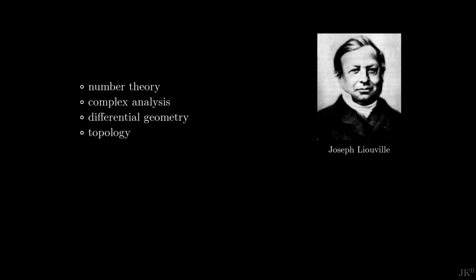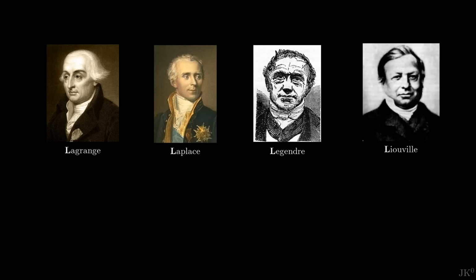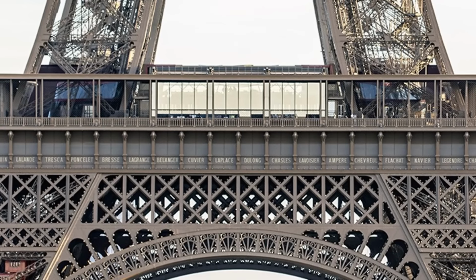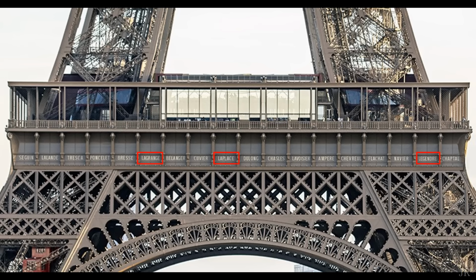Liouville's work was not on mechanics. He made significant contributions to number theory, complex analysis, differential geometry, and topology. Together with Lagrange, Laplace, and Legendre, Liouville is the fourth giant L of French mathematics in the 19th century, and for some reason the only one left out of the celebrated names on the northwest side of the Eiffel Tower.